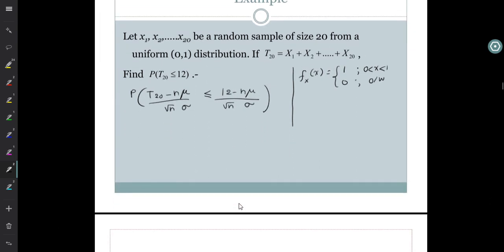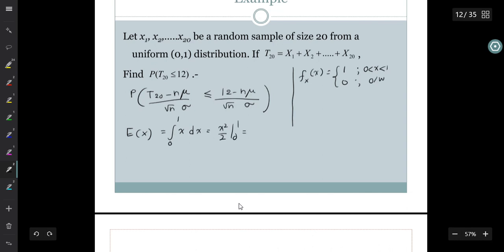From this PDF you can find the expected value and the variance. E[X] will be integrating from 0 to 1 x times 1 dx, or x dx, which will be x squared over 2. From 0 to 1 we will have the expectation as 1 over 2. Then E[X squared] will be the integral from 0 to 1 of x squared dx, which will be x to the 3 over 3 evaluated from 0 to 1, which is 1 over 3.